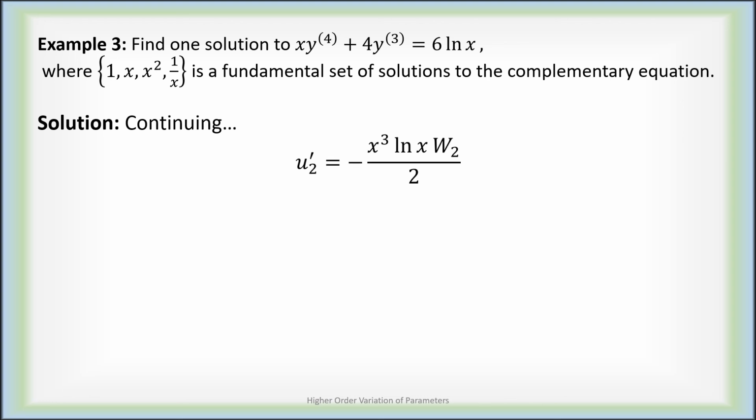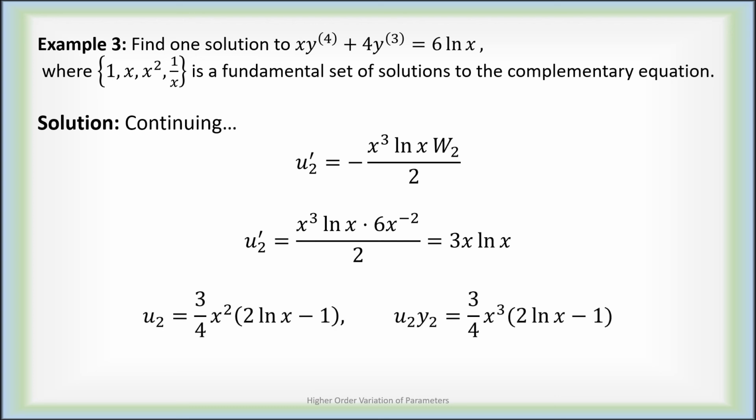u2 prime is now given as this. W2 was 6x to the minus 2. So u2 prime is just 3x log x. Take any antiderivative you want, like 3/4 x squared times 2 log x minus 1. Multiply by y2, y2 being the second element of our fundamental set, which is x, so it's just going to increase this power here by 1. u2 y2 is 3/4 x cubed times 2 log x minus 1.